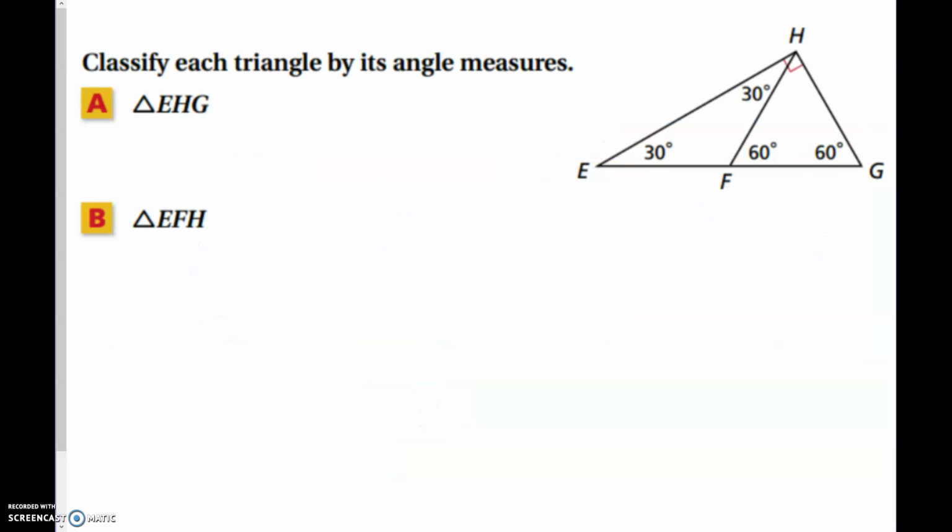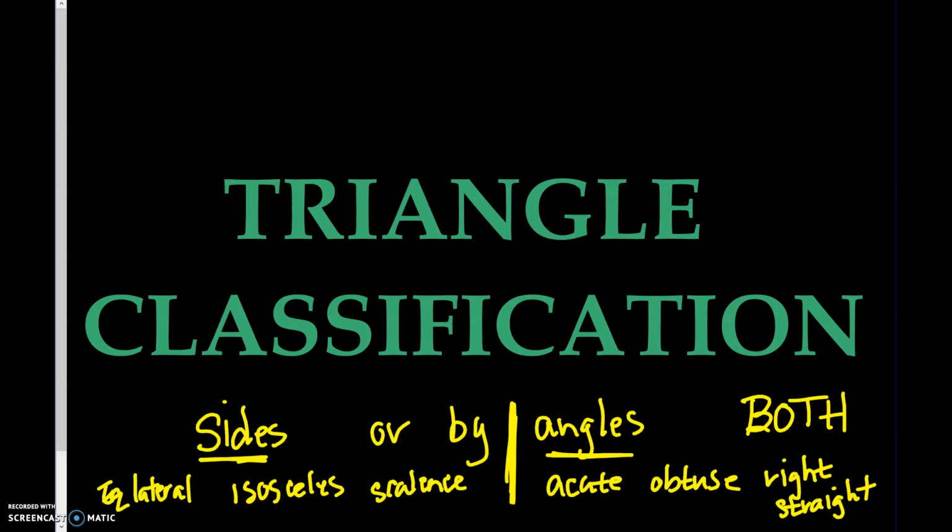All right, classify each triangle by its measures. Oh, I think on that first screen, did I say straight? It's certainly not going to be a triangle. I was thinking of angles there. Sorry about that. So we're not going to have a straight because we were talking about triangles. My brain was thinking about angles. Sorry about confusing you guys there for a second.